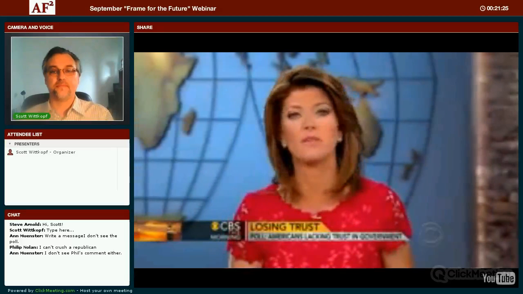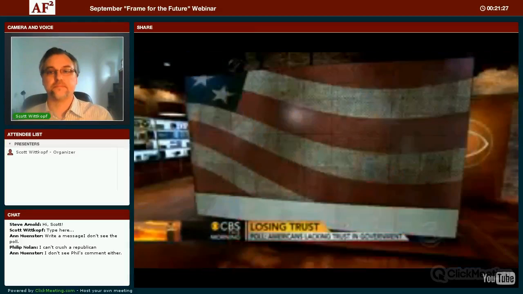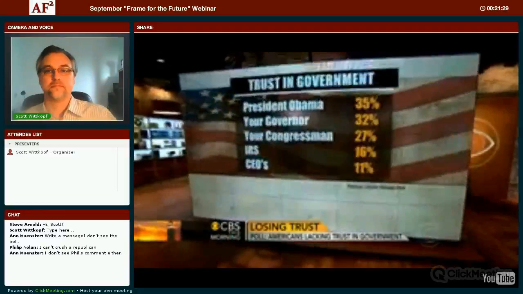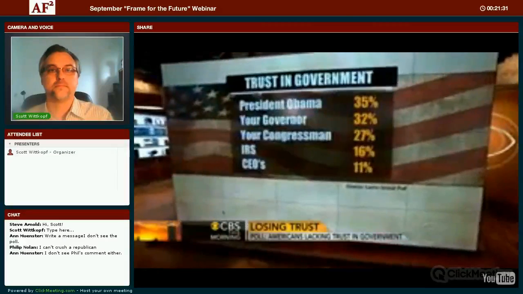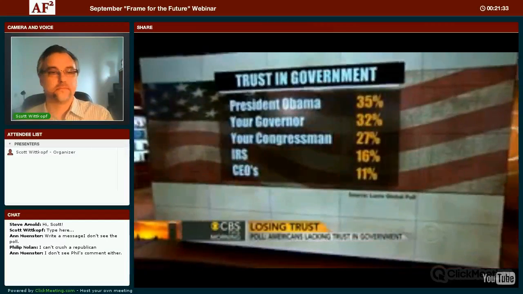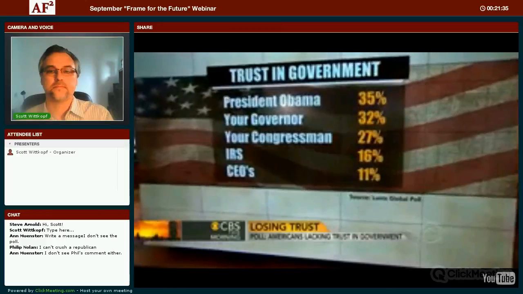Only 35% of Americans trust the president. That poll was taken before the government's secret surveillance program was revealed. Republican pollster Frank Luntz did the survey. He's also a CBS News political analyst.